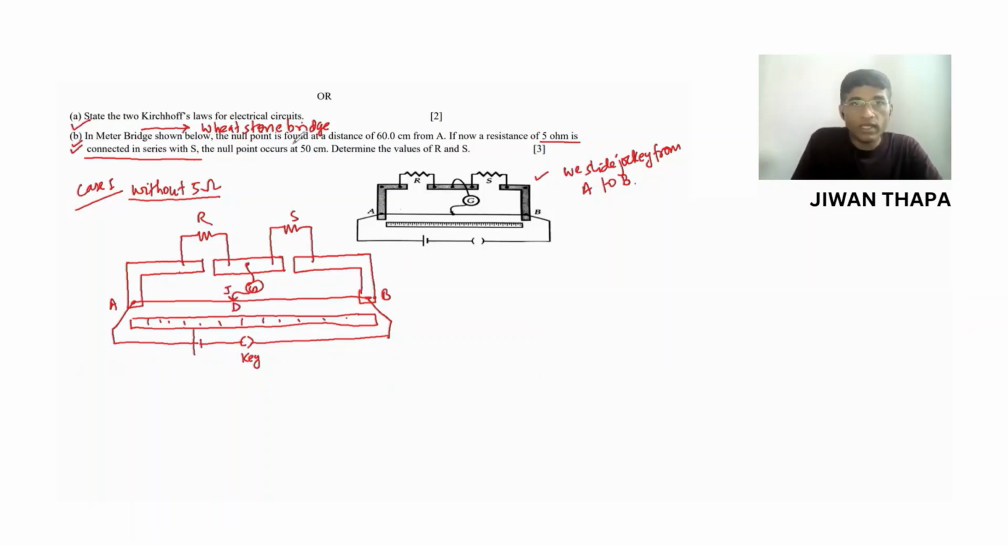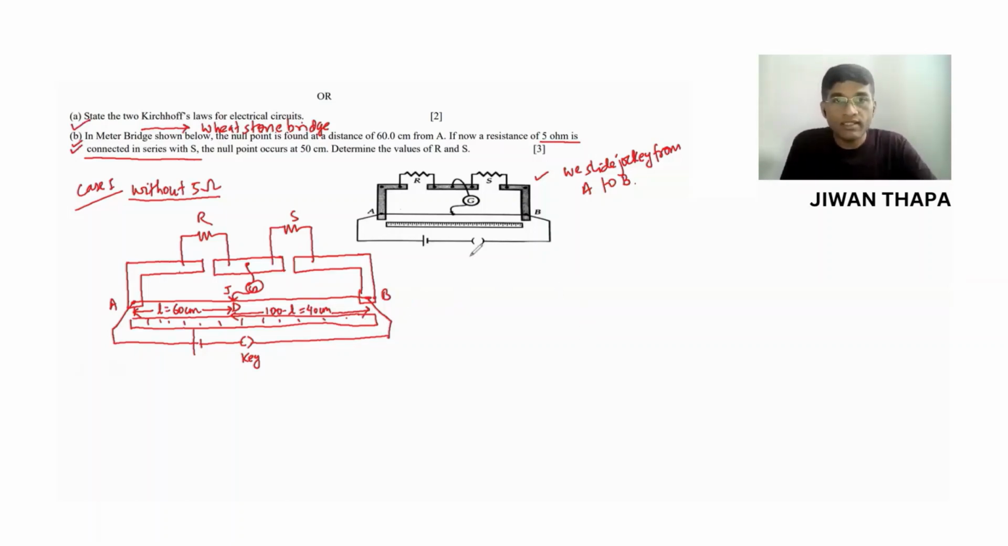And what we find in the meter bridge below is that the null point is found at a distance of 60 centimeter from A. So this distance is L, and L is 60 centimeter. And the remaining distance is 100 minus L, and this equals 40 centimeter. So this is to be noted, okay.